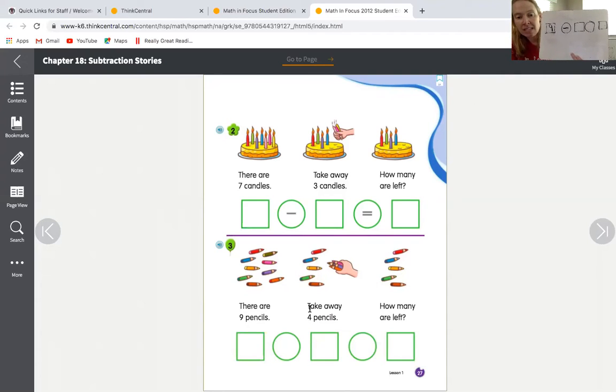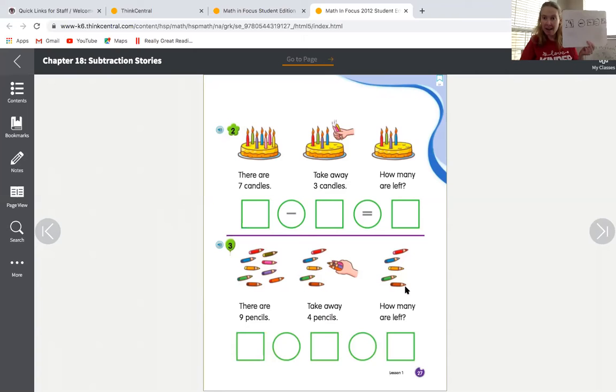Great job. 9 minus. Now look over here. What number is this? It says take away 4 pencils. So what number are you going to write here? 4. And then what symbol do you need to write in the circle? The equal sign. You're so smart. Now let's count how many pencils are left at the end, friends. 1, 2, 3, 4, 5. So Mrs. Frey is going to write 9 minus 4 equals 5. Did you write that? Great job.